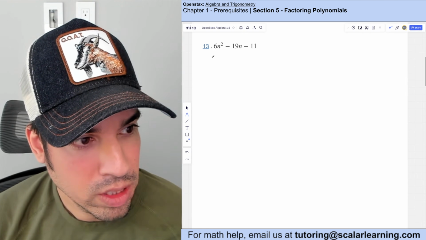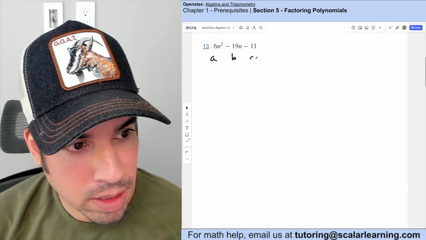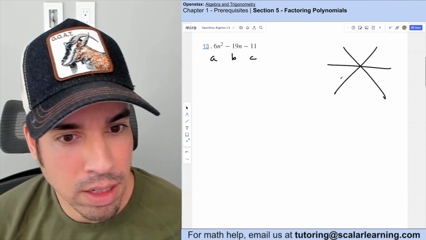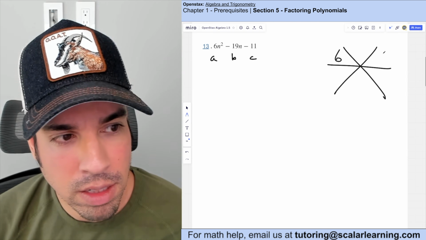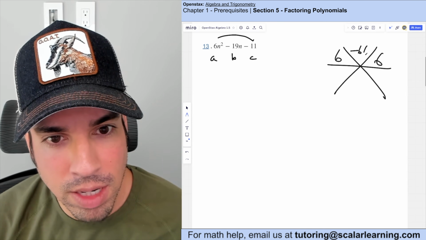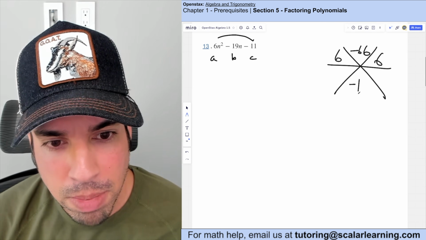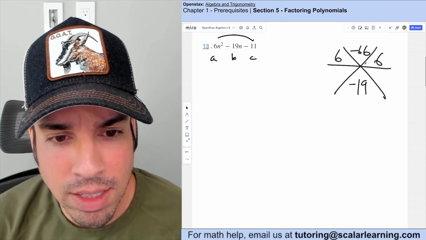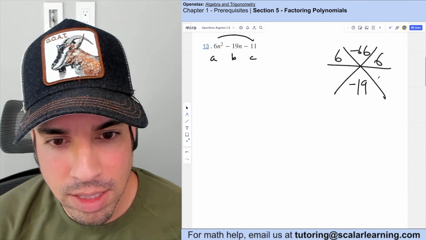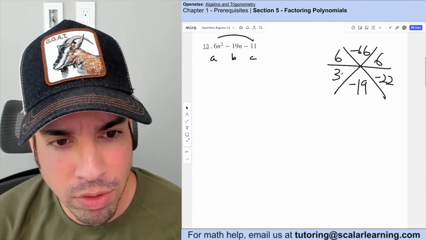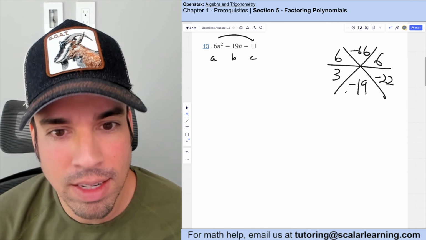Done. Once again, we got A, B, and C, and we're going to place a star like this, and I'm going to place the A's here, A times C, negative 66 up top, and negative 19 on the bottom. Now you have the question, what two numbers multiply to negative 66 and add to negative 19? That's going to be negative 22 and positive 3. Multiplies to negative 66, adds to negative 19.